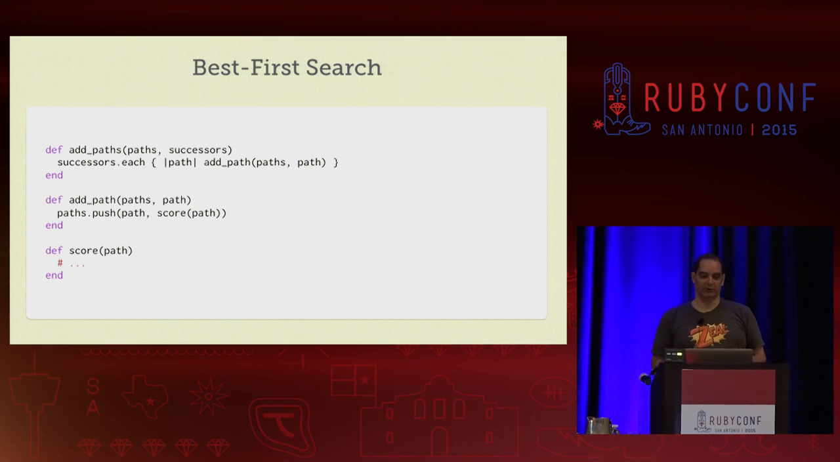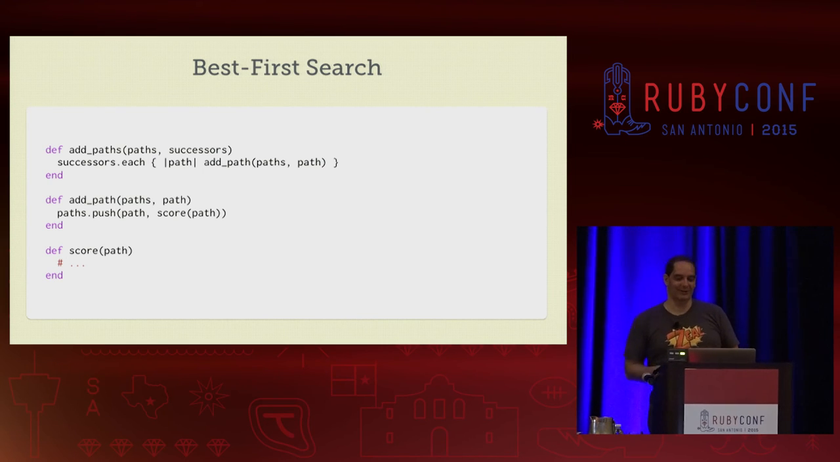This kind of looks like Smalltalk code, and I was a Smalltalker. There's kind of a saying about Smalltalk code is it always looks like the work happens somewhere else, and you can kind of see that here. The work's always happening somewhere else. Well, the score method is where the magic happens.